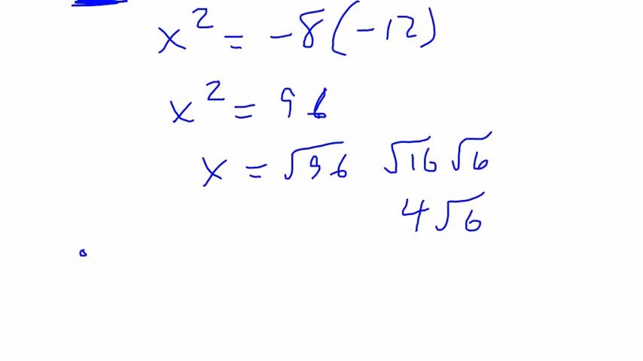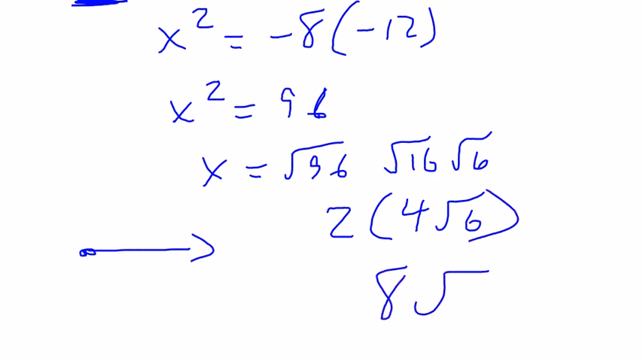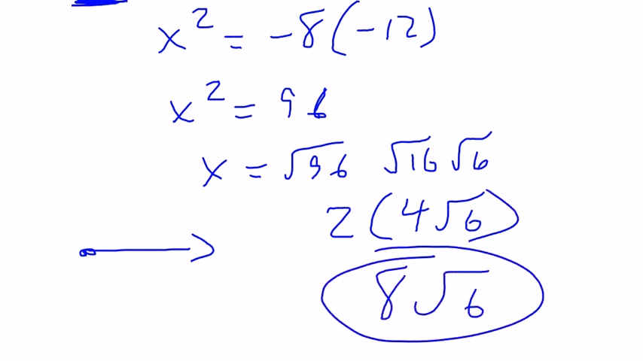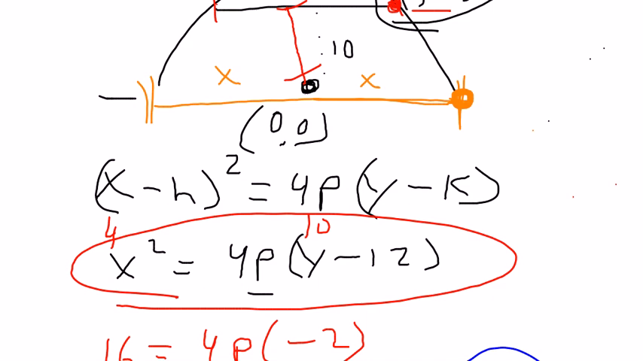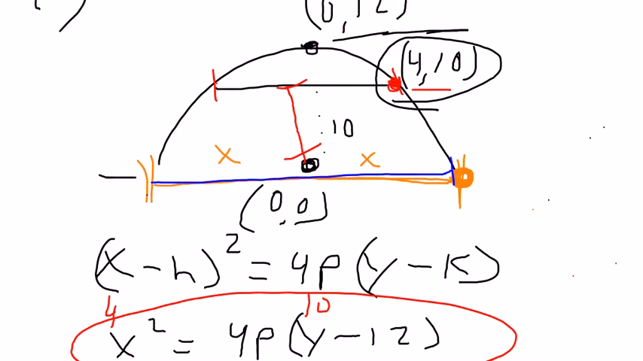That's the distance from our center to here. So what we need to do is multiply this times 2, and we're going to end up with 8 square root of 6. This would be the width at the bottom here. Know how to do this one. You're going to see it tomorrow.